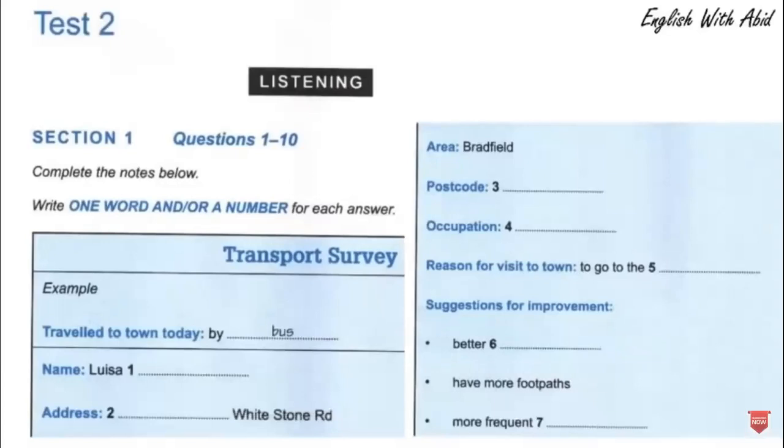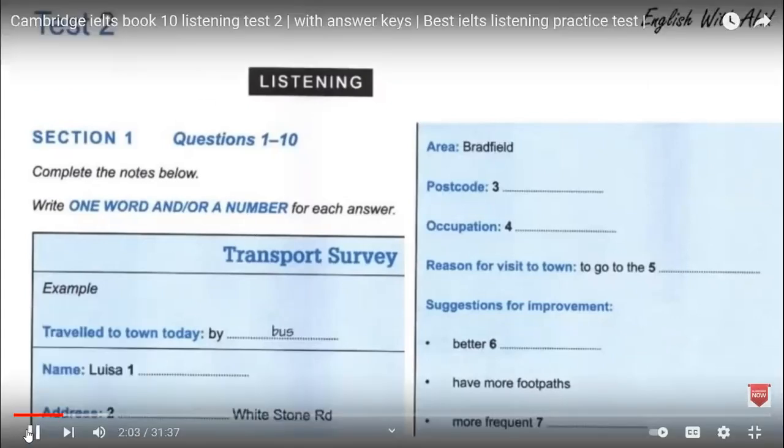Excuse me, I wonder if you could spare a few minutes to do a survey on transport. It won't take long. Yes, that's fine. Lovely. The survey is on behalf of the local council. They'd like to know about what transport you use and any suggestions for improvement. Can I start by asking you how you travelled to town today? Sure, I came on the bus. The woman travelled to town by bus.